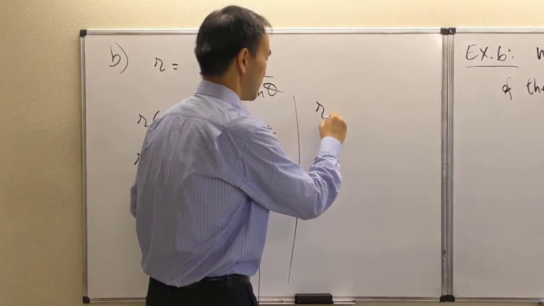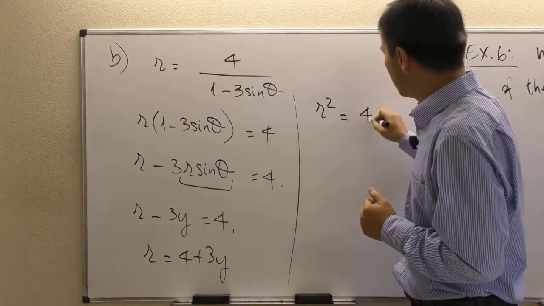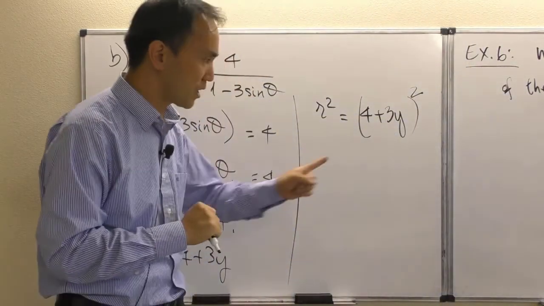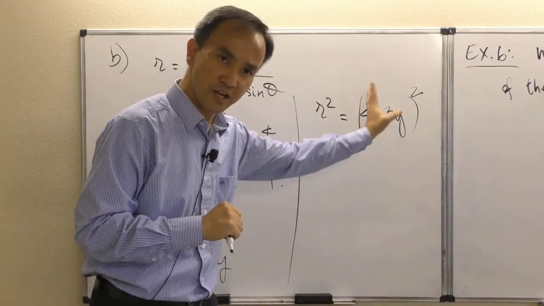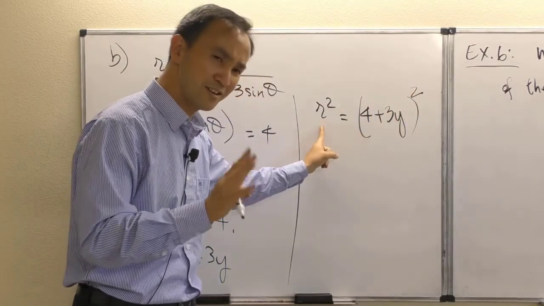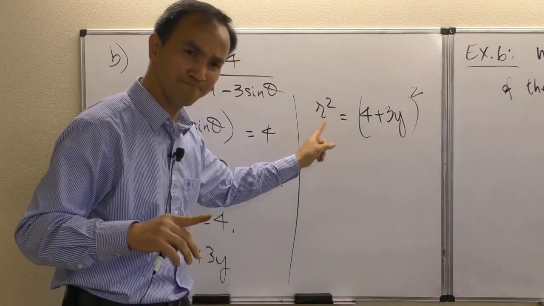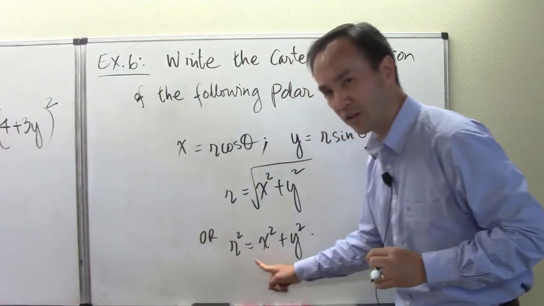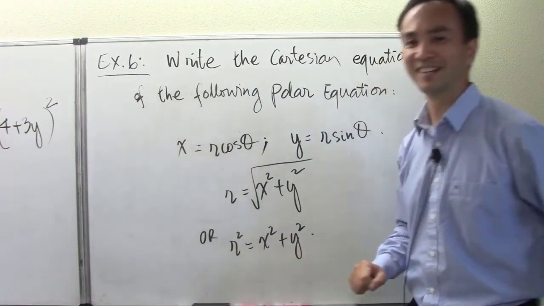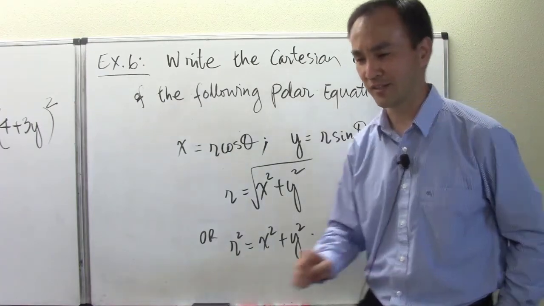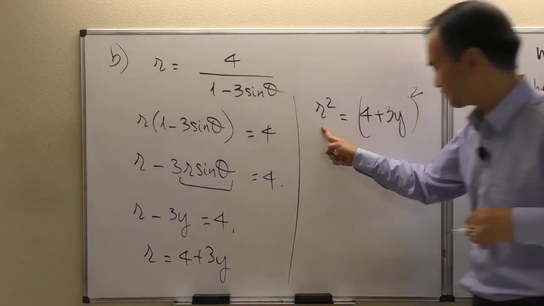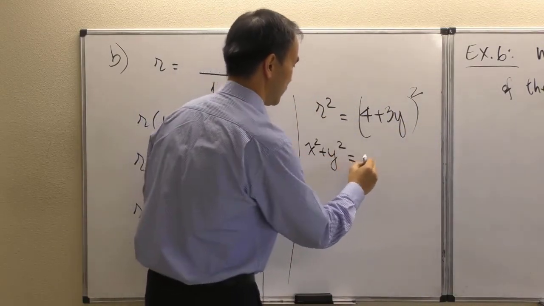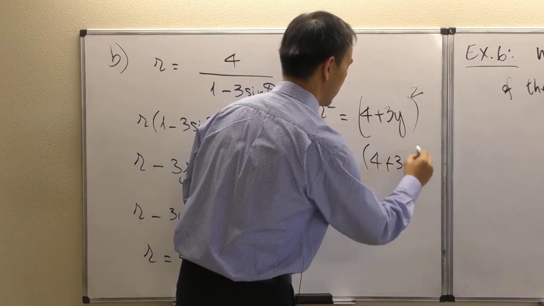So we have r squared equals (4 plus 3y) squared. So that's still in terms of the Cartesian variables, but we're even closer. r squared equals x squared plus y squared. So now it's a perfect substitution. So x squared plus y squared equals (4 plus 3y) squared.